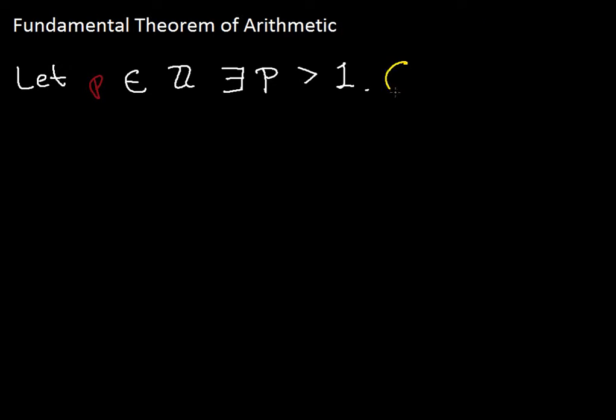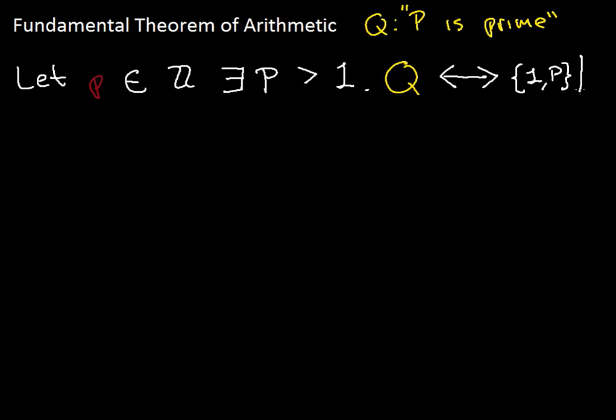So if we wanted to, we could say Q is "P is prime" if and only if the numbers that divide P are 1 and P. So, if and only if 1 and P divide P.